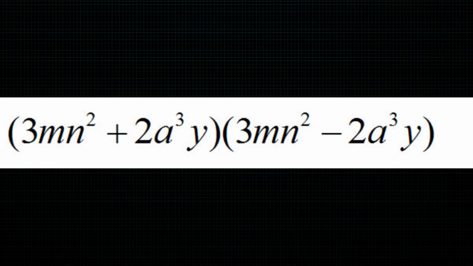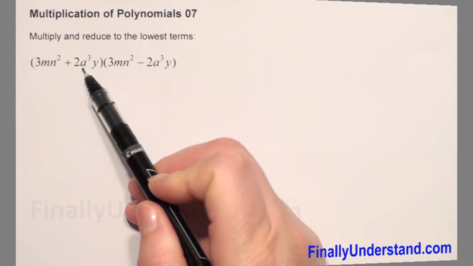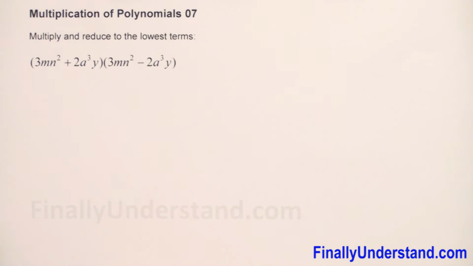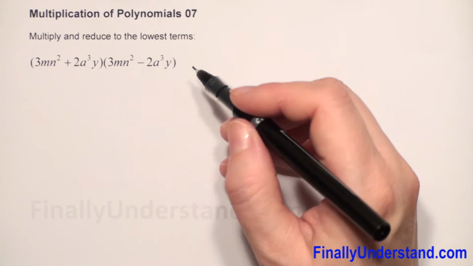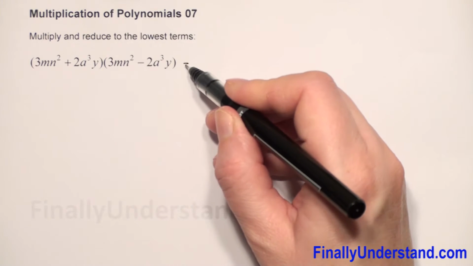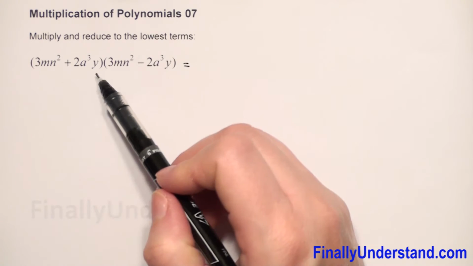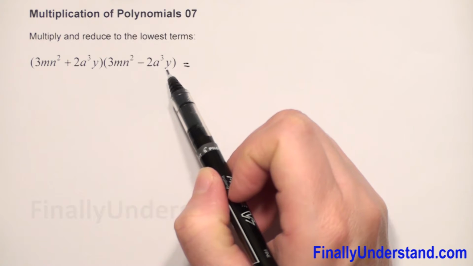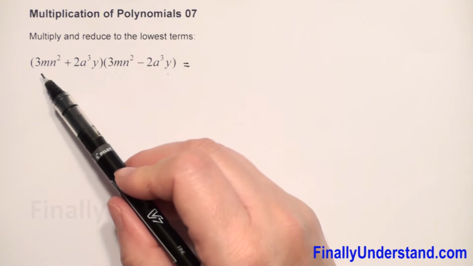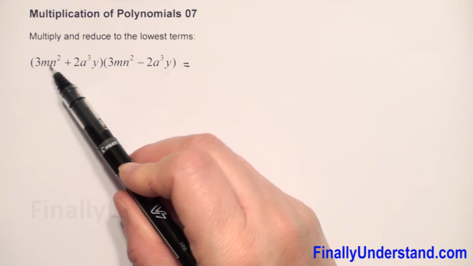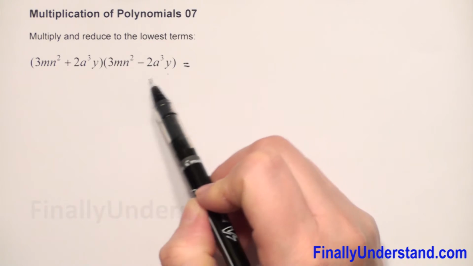We have multiplication of two binomials. Why? Because in the first parenthesis we have two terms and in the second parenthesis we have two terms. How do we do this multiplication? We have to multiply every term in the first parenthesis by every term in the second parenthesis. So we have to multiply 3mn squared by this whole expression.